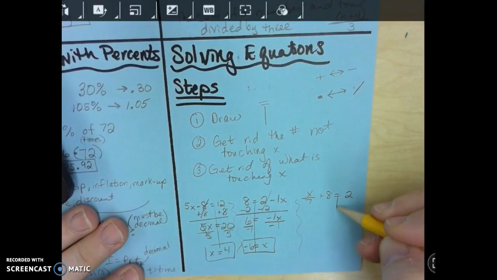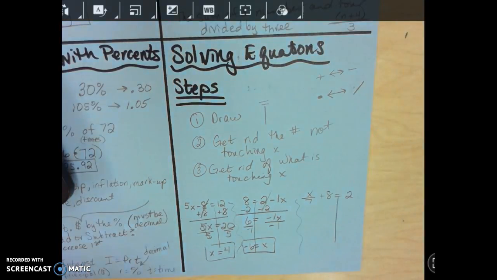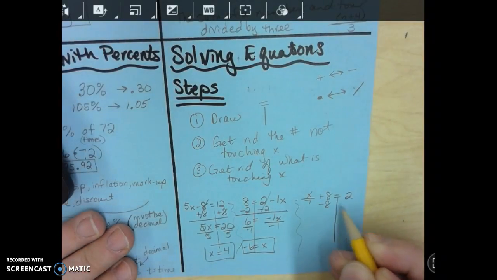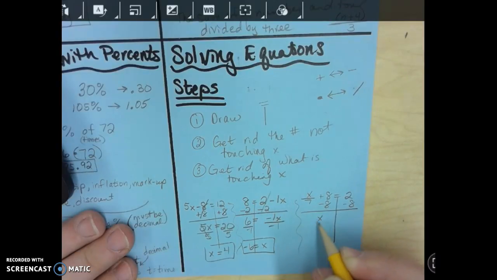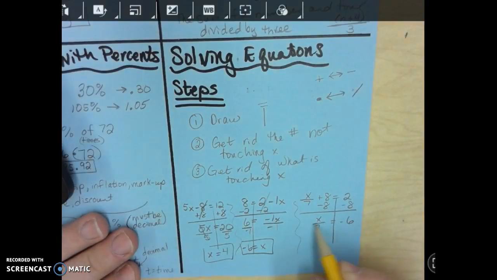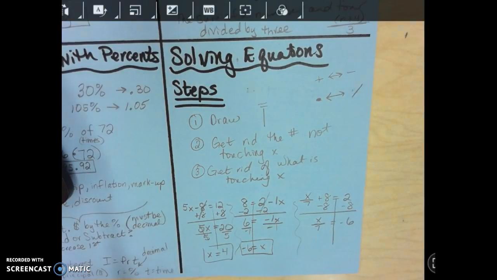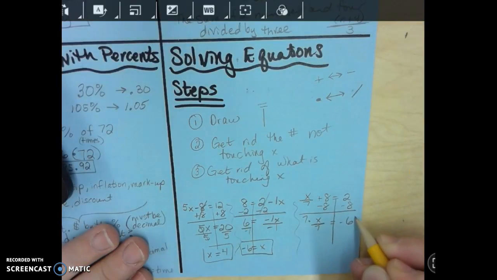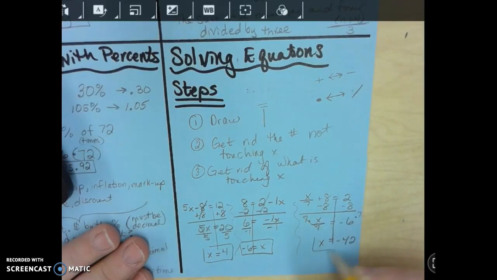And so I draw my line down from my equal sign. My number not touching x is this +8. And so the way you get rid of a +8 is by subtracting 8. And so I get x over 7 is equal to -6. And this over is actually not an operation. If you say over something, I'm not technically telling you to do anything. So it's going to be x divided by 7. And then the opposite of dividing is multiplying. And so I get -42.